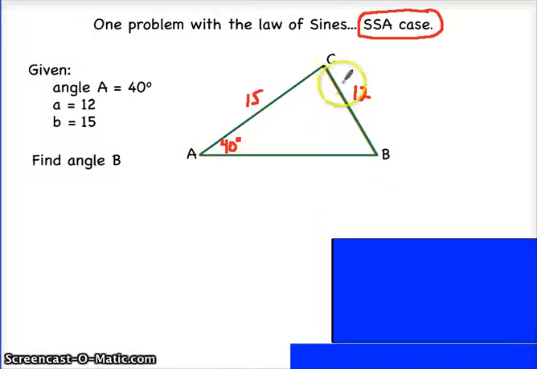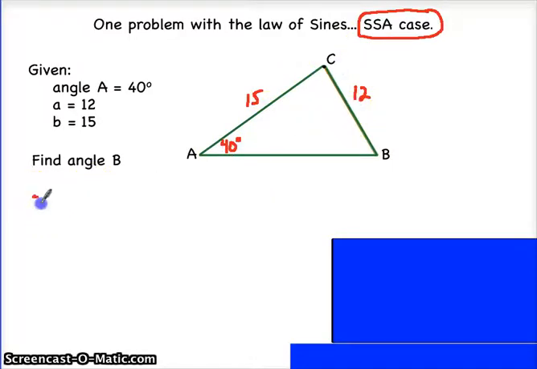Technically, side AB, or what we call little c down here, could be longer or shorter, just depending on where that length of 12 side touches. And if 12 is too short, we may or may not be able to even make a triangle. And again, you would find that out when you tried to set up the law of sines, which we could do right now.